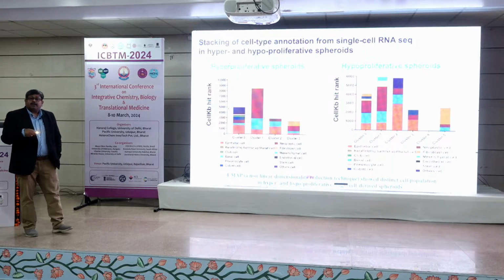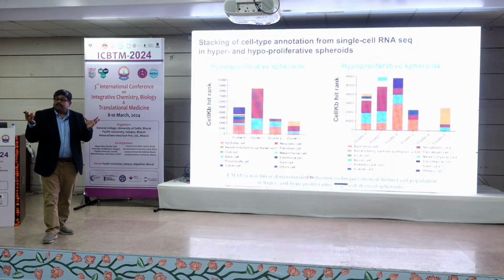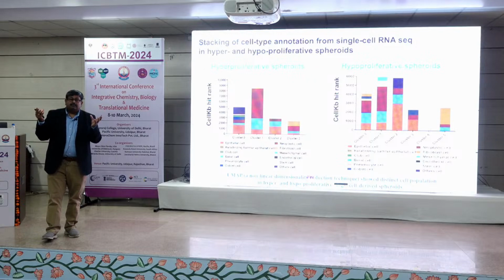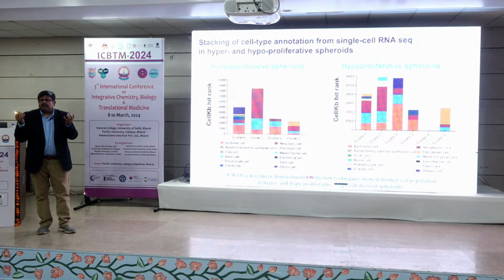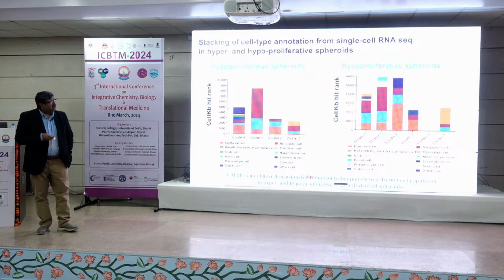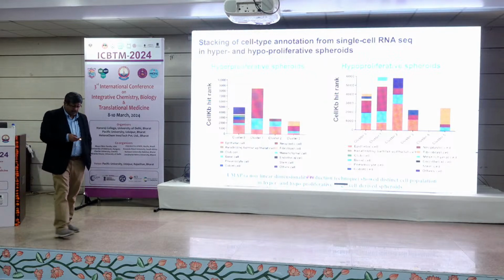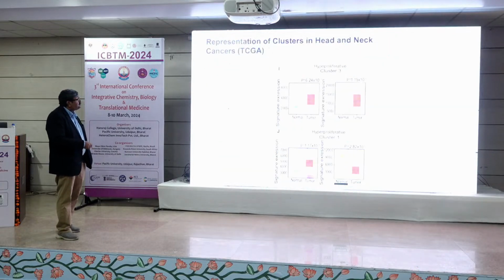Keeping this in mind, these spheroids, in their clonality, are depicting what might be happening in the system. And this can be utilized for further drug discovery.